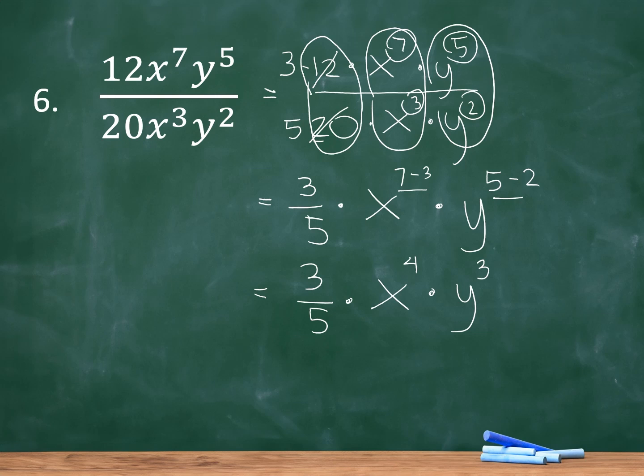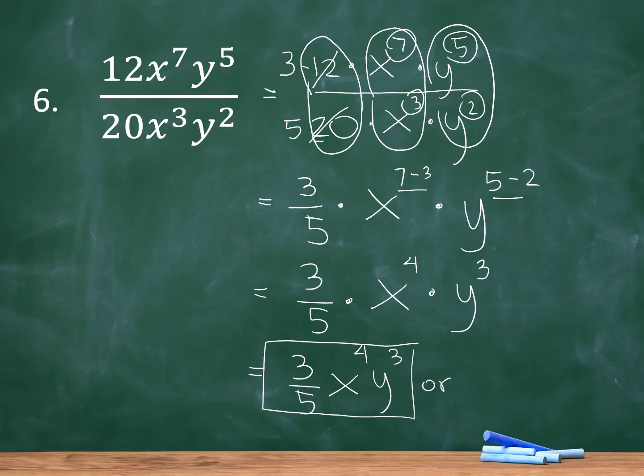That's 3. Simplify further. We have 3 over 5 x to the power of 4 y to the power of 3. This is already a correct answer, but there is another way to write this. You can also write this as 3x to the power of 4 y cubed all over 5. So this is also a correct answer. Either of the two is correct.